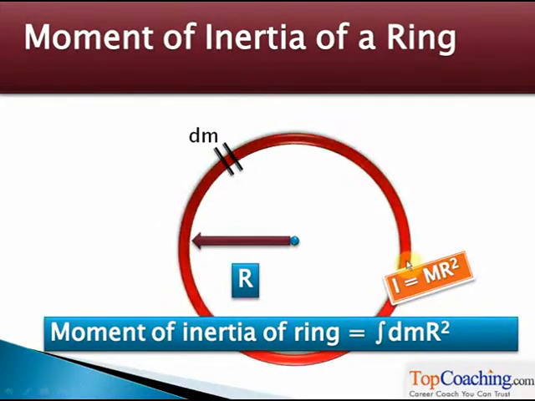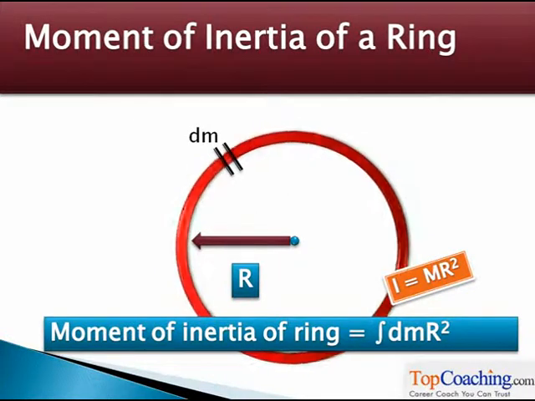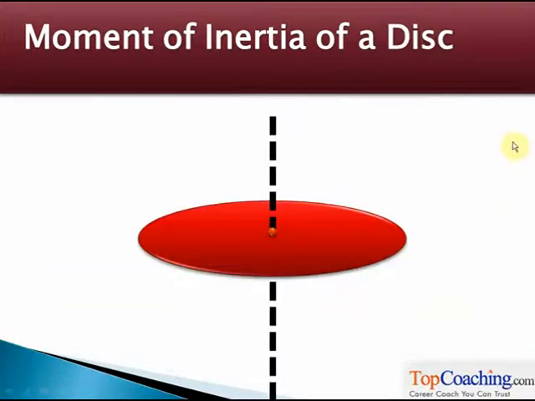You must remember that the moment of inertia of a ring about an axis that is perpendicular to the plane of the ring and that passes through the center of mass of the ring is I equal to mr square. What about a disk?